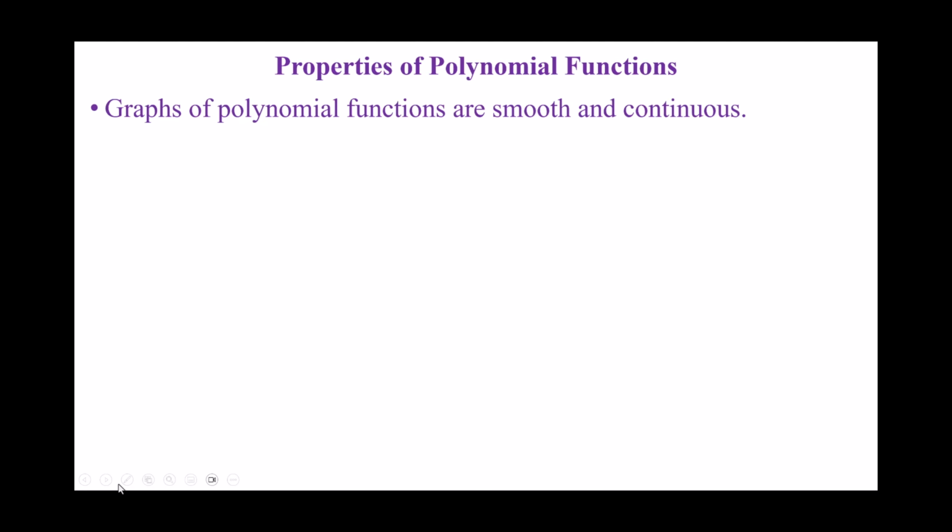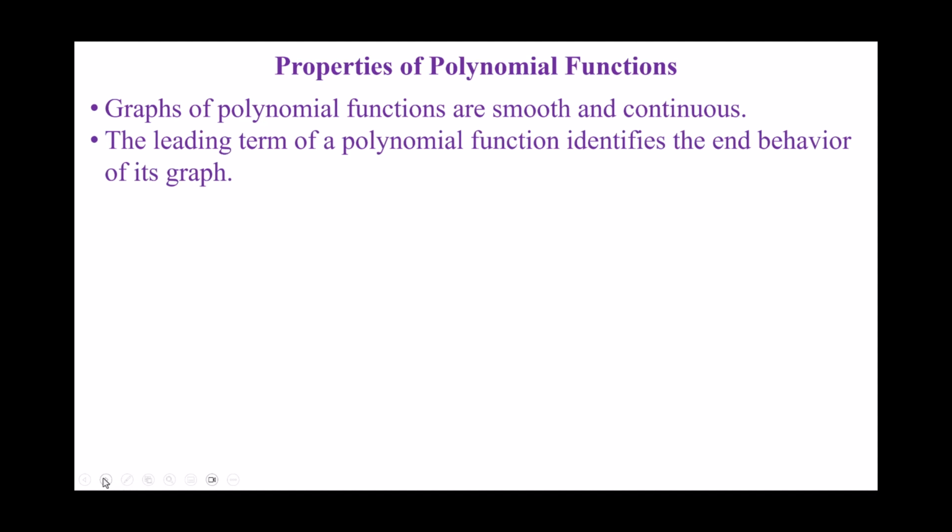Part 2, Properties of Polynomials. Graphs of polynomial functions are smooth and continuous. That means there are no breaks in the graph. It's continuous, and smooth means there's no sharp corners. It's just smooth all the way through.